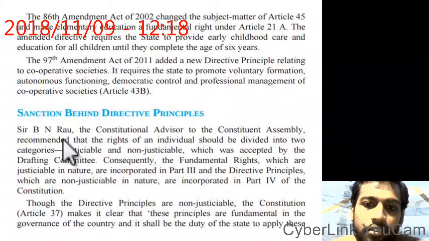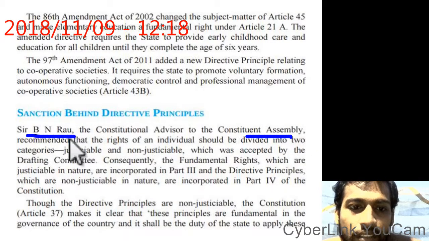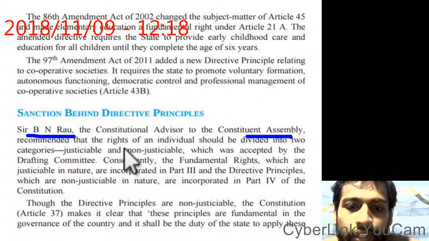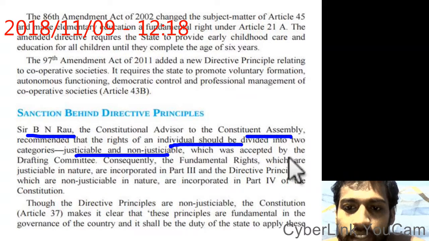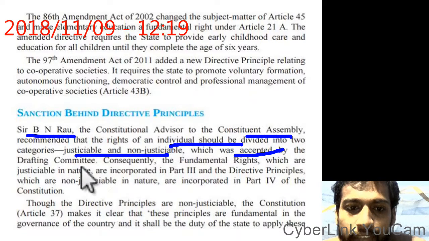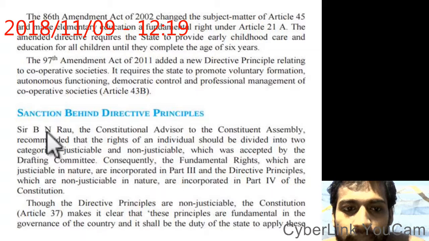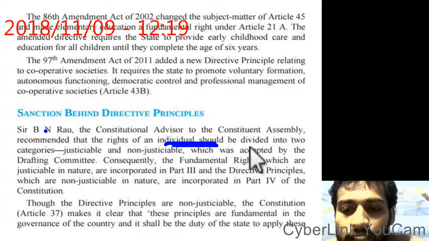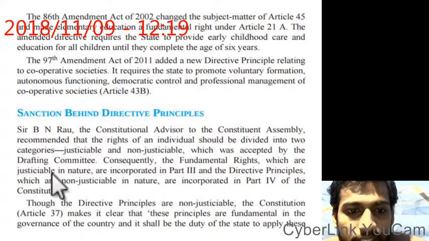Next, the sanction behind directive principles. Sir B.N. Rao, the constitutional advisor to the Constituent Assembly, recommended that the rights of the individual should be divided into two categories, justiciable and non-justiciable, which was accepted by the drafting committee.